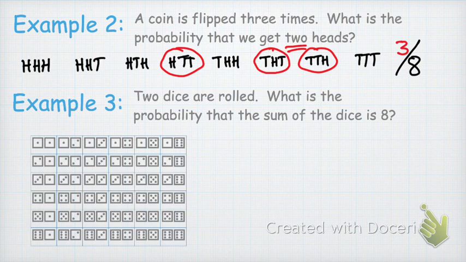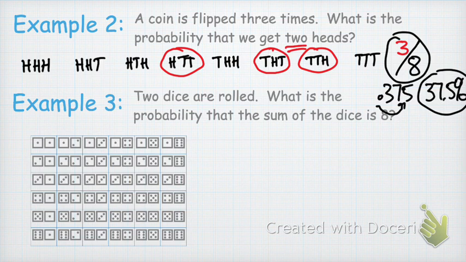A lot of times probabilities are written as fractions like this, but a lot of times probabilities are described as percentages too. If I divide 3 by 8, that gives me 0.375. And if we describe this as a percentage, we can move that decimal over 2 spots and write this as 37.5%. So either 3/8 or 37.5% would be good answers for this question.